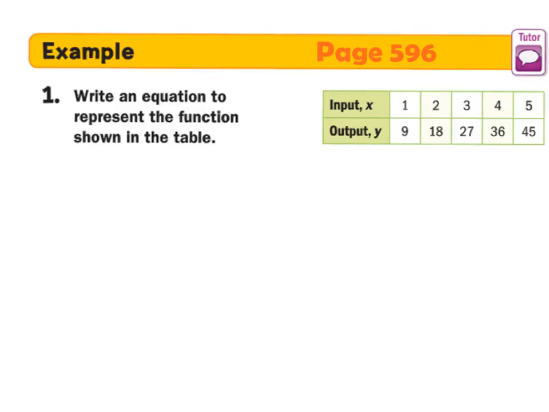So this is what they're asking us to do. We are going to write an equation to represent the function here in the table. And we're going to do that in relation to the x and the y. So there's a couple steps here, and it's not too hard, but we always start by looking at the output. Okay? And we want to find the difference. What is the change? How do we get from 9 to 18? Well, I know I can do that by adding 9.